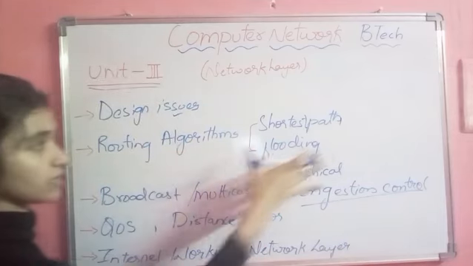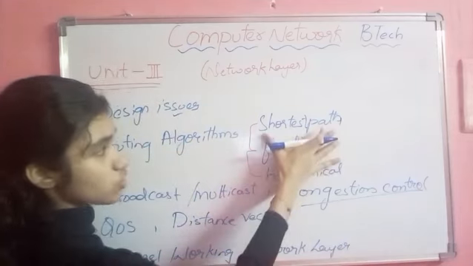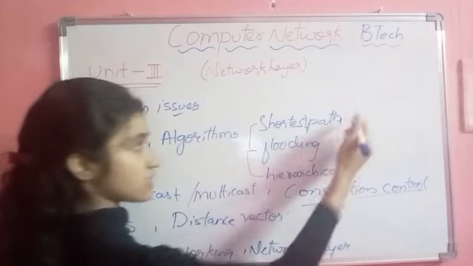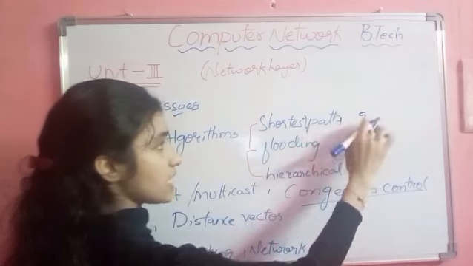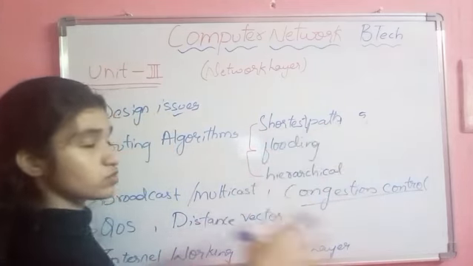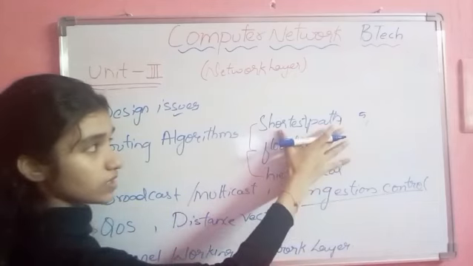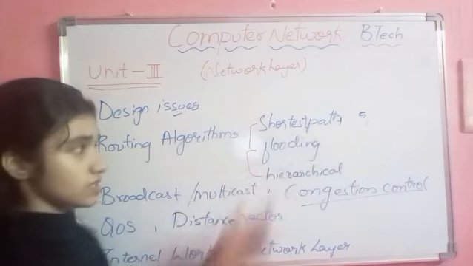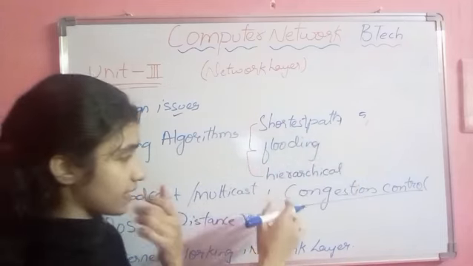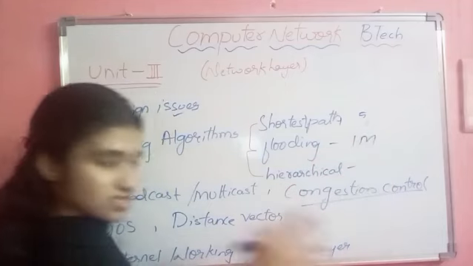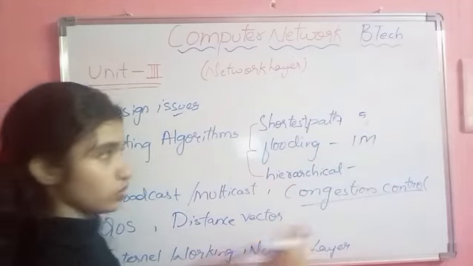In routing algorithms we mainly have these three. Shortest path has the highest possibility that they will ask it for 5 marks, okay, or 10 marks as well. Whenever you attempt this question, you have to draw a graph of nodes showing the shortest path of routes. Okay, so it's important. And flooding and hierarchical are also important, for definition purposes you can say, or else as a short note.